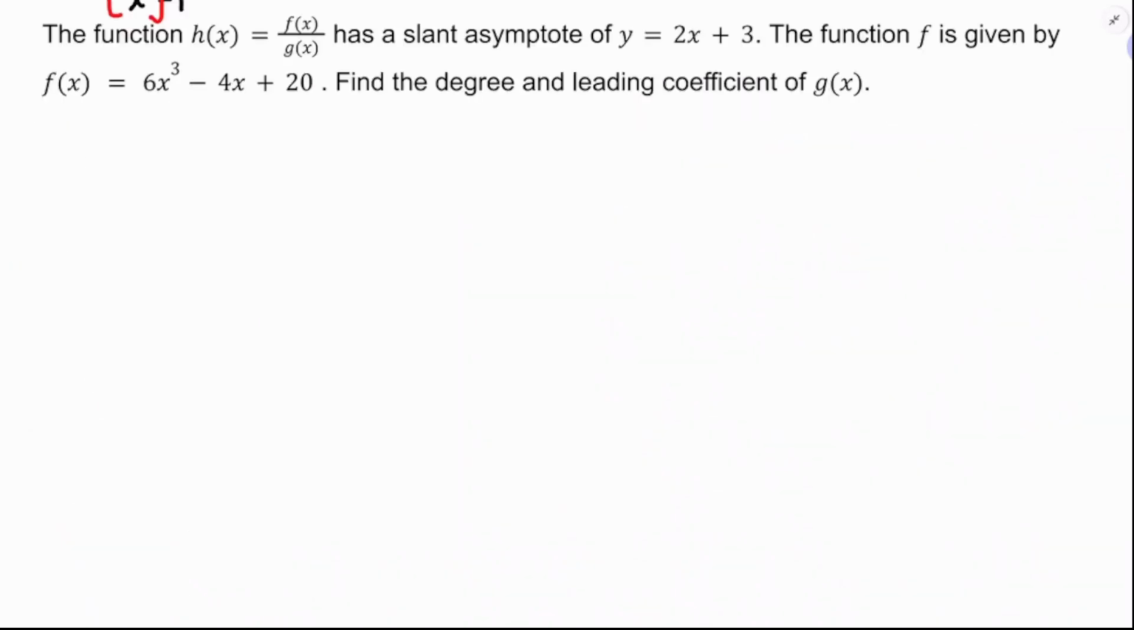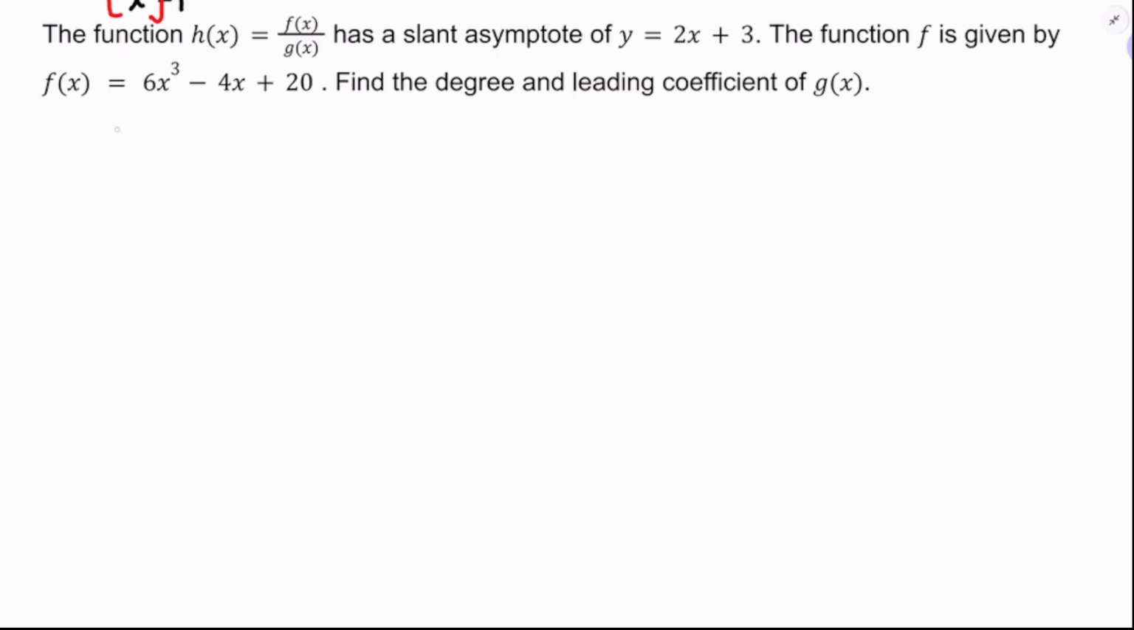All right, now here, I like this example. This is one that's going to be coming back to you probably on the homework and the quiz and the test. The function h equals f over g has a slant asymptote y equals 2x plus 3. The function f is given by, so that's the numerator, 6x to the 3 minus 4x plus 20. Find the degree and leading coefficient of g.